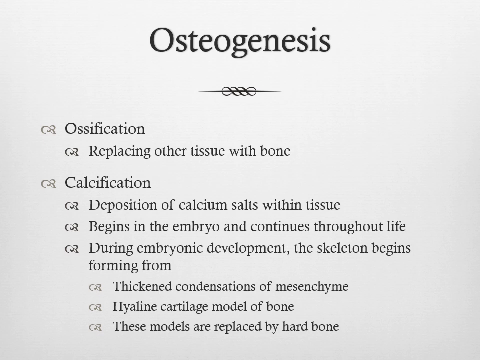And so all connective tissue begins as mesenchyme. And so that's its precursor for all of them. In bone, that mesenchyme then typically becomes hyaline cartilage. And then from the hyaline cartilage, we get the actual calcified bone in the end.